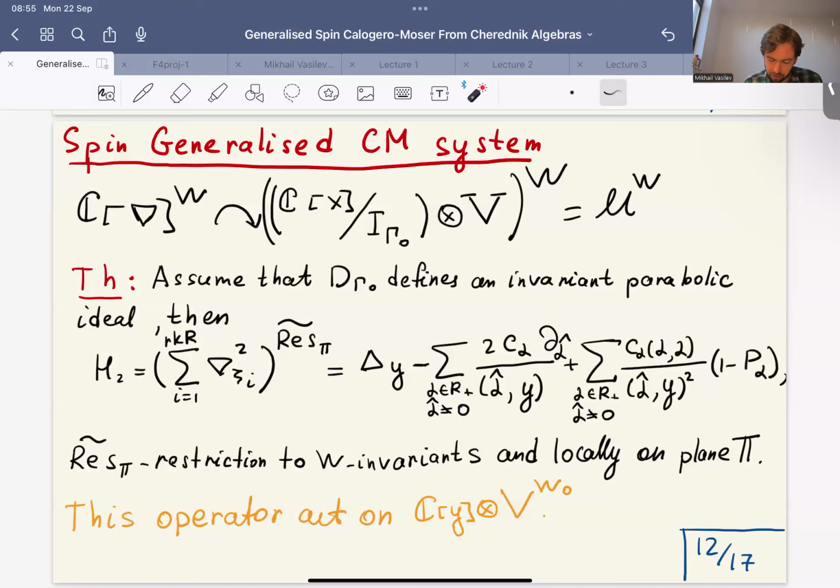So the important thing to say is that this operator can only act on vectors which are invariant with respect to the parabolic subgroup of the Weyl group, where the parabolic subgroup is connected to a subgraph in the Dynkin diagram. So this is a parabolic subgroup generated by the roots which are chosen in the subgraph.